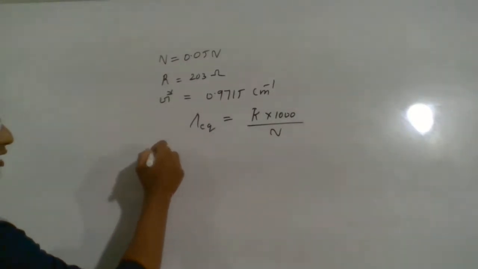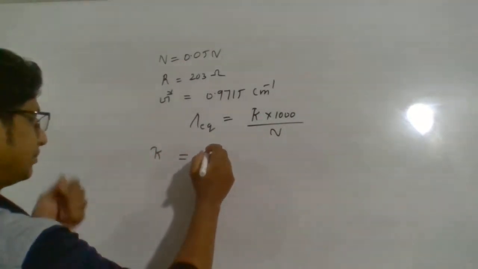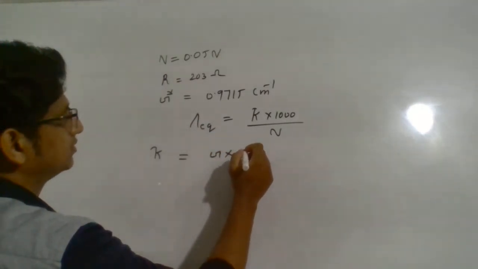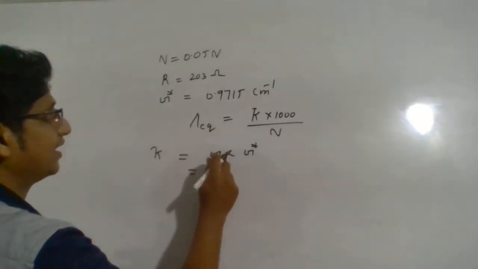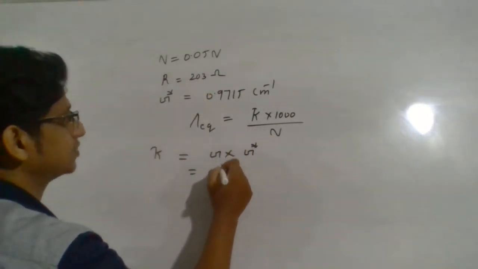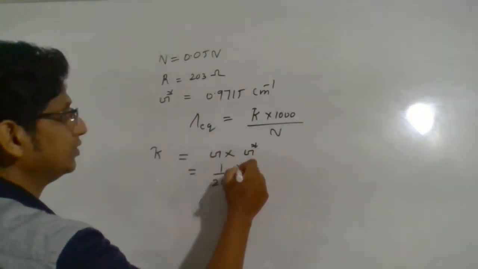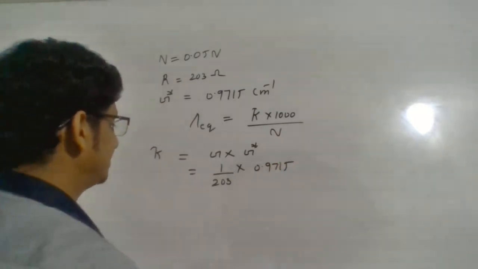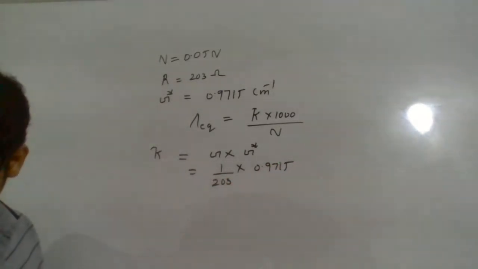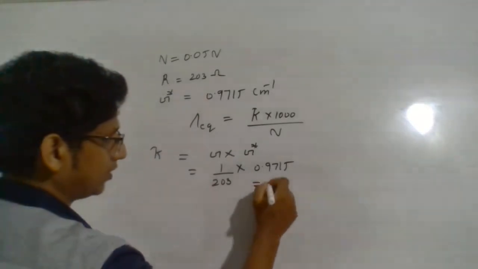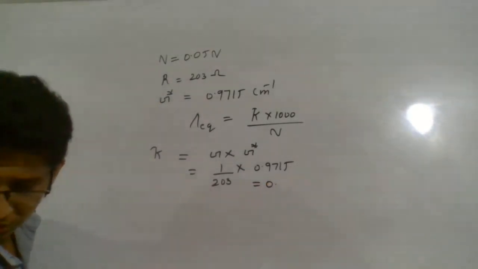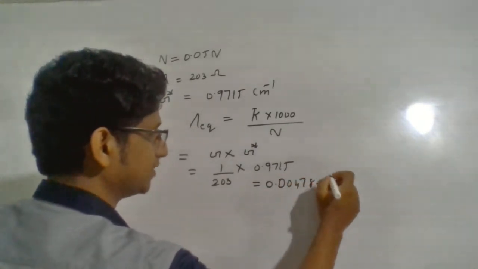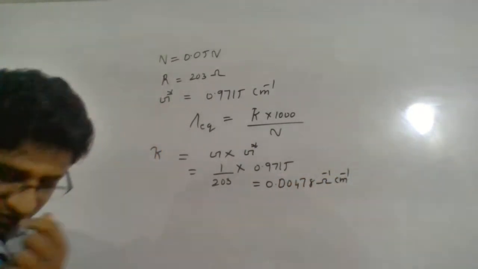Conductivity we already know. Conductivity is nothing but the conductance into cell constant, that is G star. Conductance is not given but resistance is given. So 1 by 203 into G star. G star is also given, 0.9715. That is our conductivity. Find the value. You will get 0.00478. Express the unit as well: ohm inverse centimeter inverse.